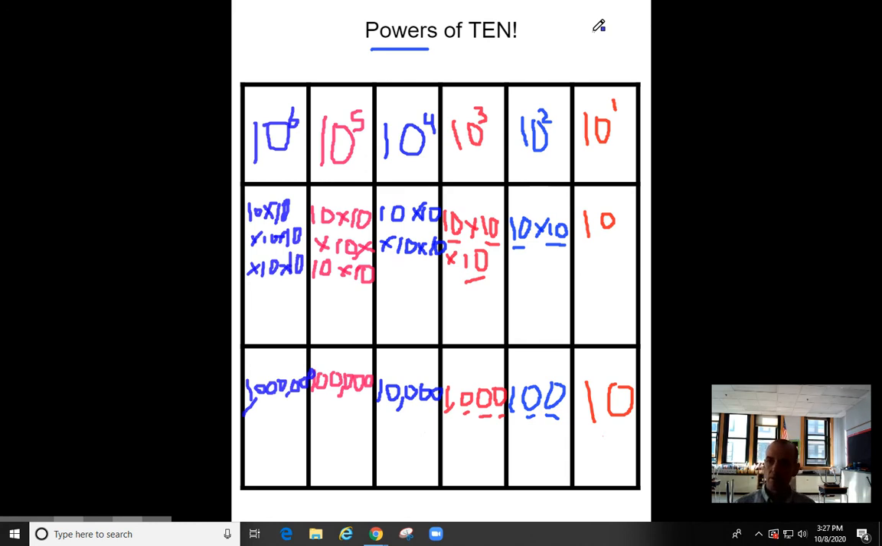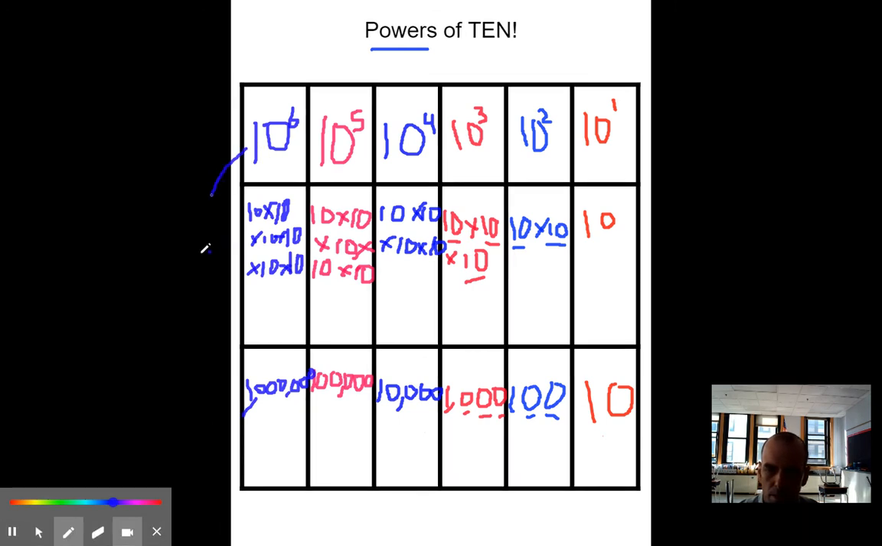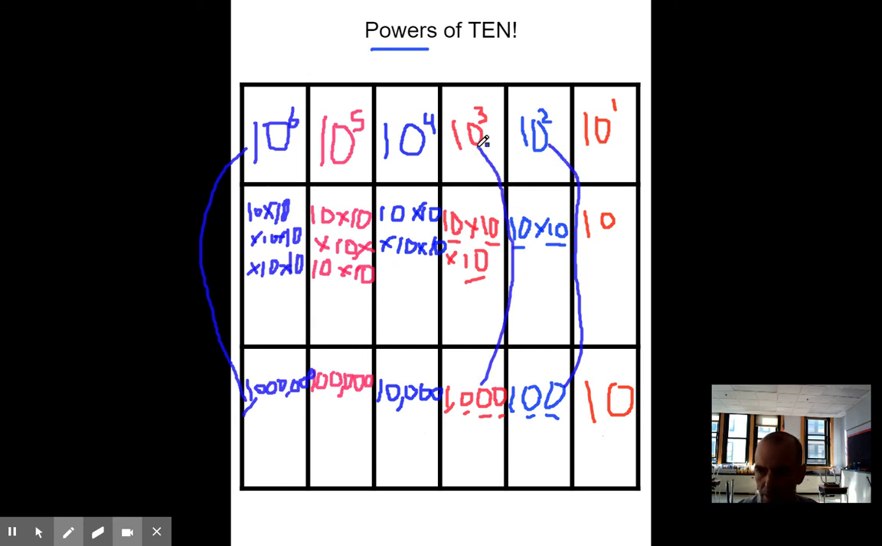So that's what powers of 10 are. They're just a symbol to stand for that number. So instead of writing a million, you can write 10 to the 6th. Instead of writing 100, you can write 10 to the 2nd. Instead of writing 1,000, you can write 10 to the 3rd. Okay? Or instead of writing 10 times 10 times 10 times 10 times 10, you can write 100,000 or 10 to the 5th.